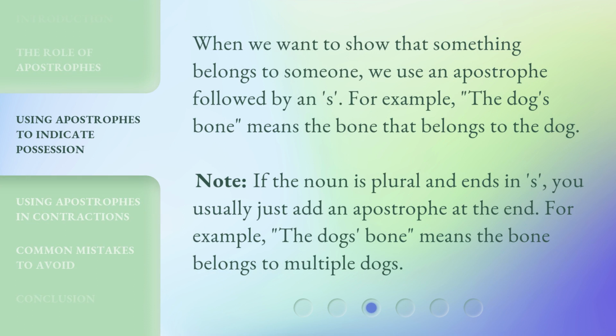When we want to show that something belongs to someone, we use an apostrophe followed by an S. For example, the dog's bone means the bone that belongs to the dog. Note: if the noun is plural and ends in S, you usually just add an apostrophe at the end. For example, the dogs' bone means the bone belongs to multiple dogs.